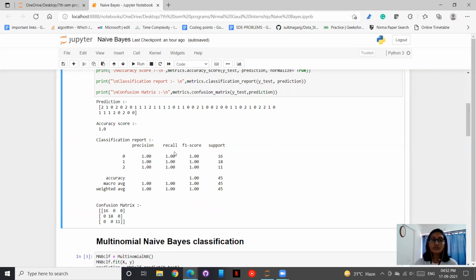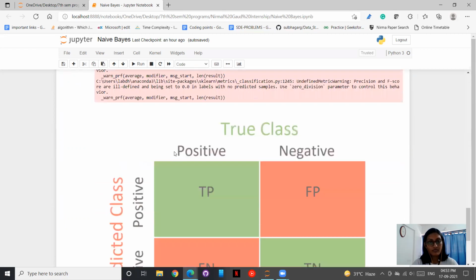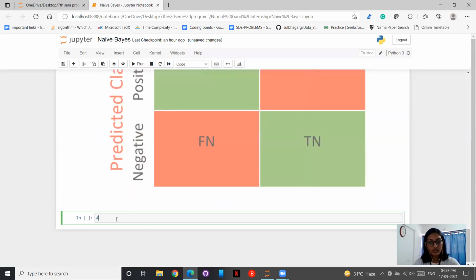Before understanding these terms, we have to understand four other terminologies. The first one is true positive. I'll simultaneously write it over here. True positives are the correctly predicted positive values, which means that the value of the actual class is yes, and the value of the predicted class is also yes. Thereafter, we have true negative. True negatives are also the correctly predicted negative values, which means that the value of the actual class is no and the value of the predicted class is also no.